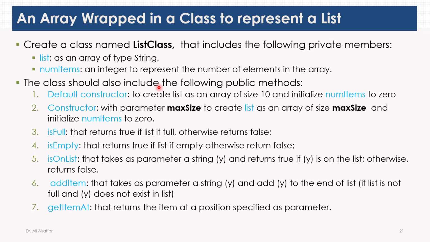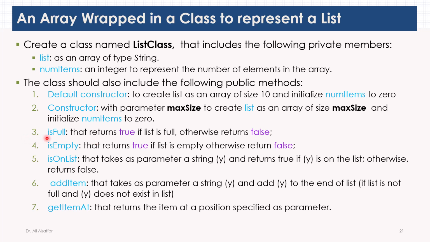So it depends on what is the size you want this list to have. You provide as a parameter to the constructor this size, and the object or the class will create the array of this size. So it is to create a list as an array of size, maximum size, and also will initialize number of items to 0. In addition to the two constructors, there are two methods. One is responsible to test whether the list is full or not, and the other one is responsible to test whether the list is empty or not.